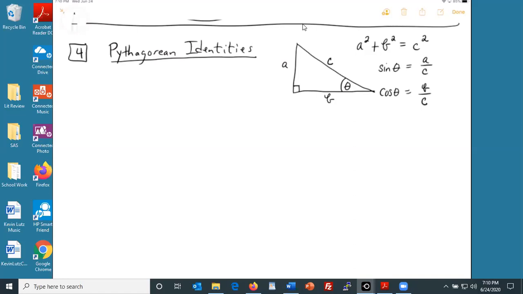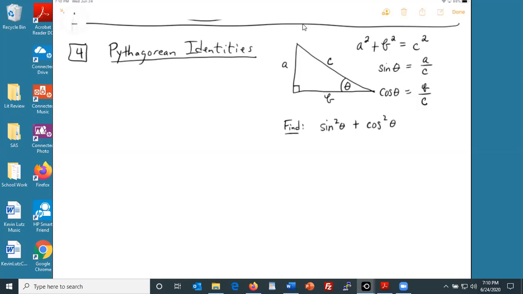All right, so now what we want to do here is find what sine squared plus cosine squared is. Now, some of you already know the answer to this, but I'm showing you how to get the famous answer of what sine squared and cosine squared add up to.